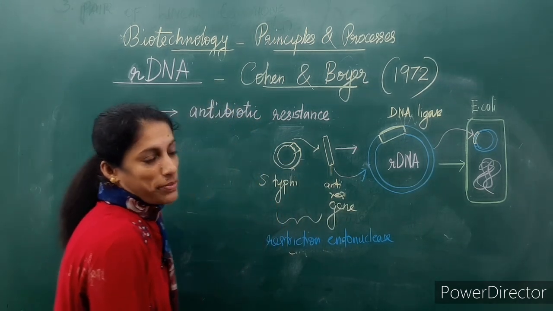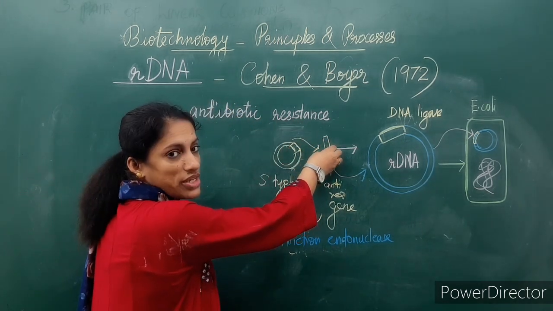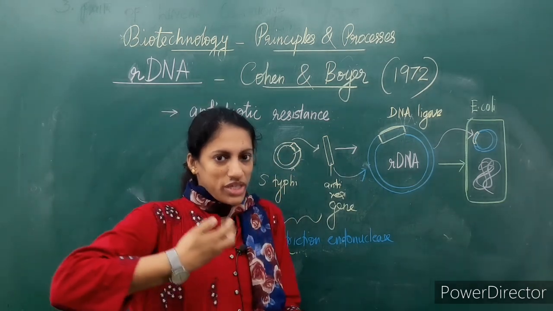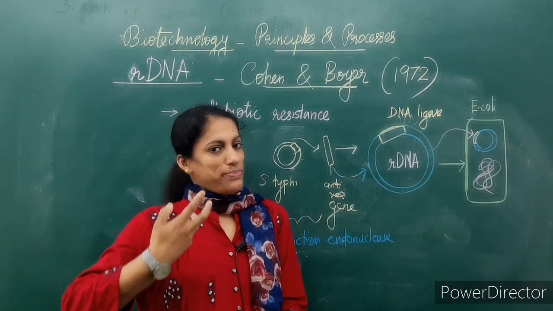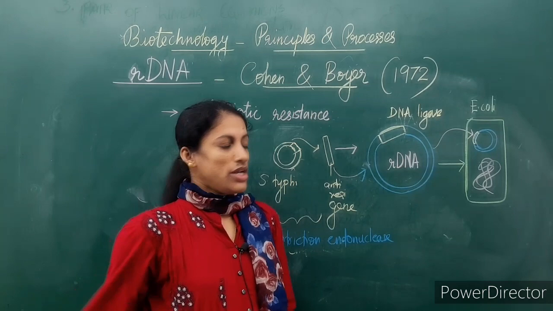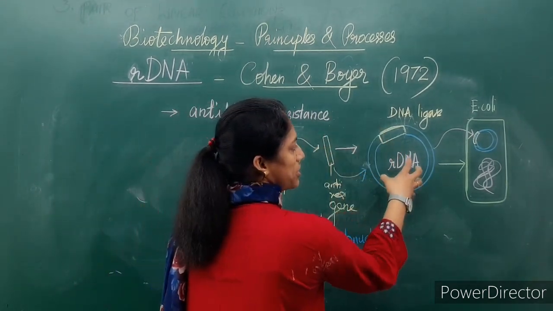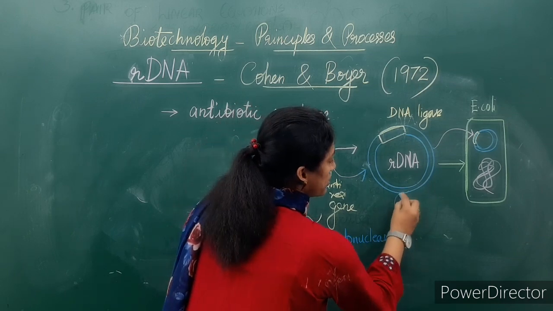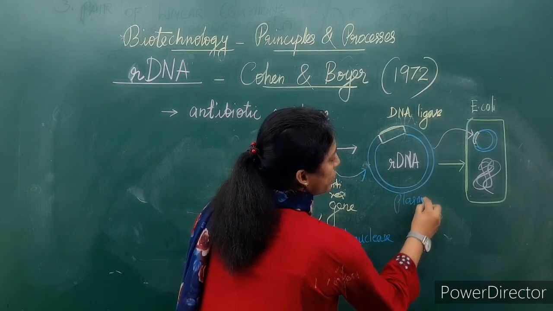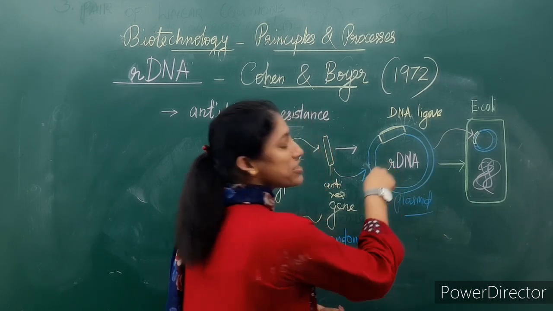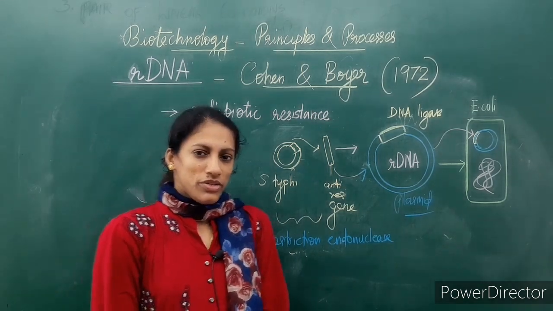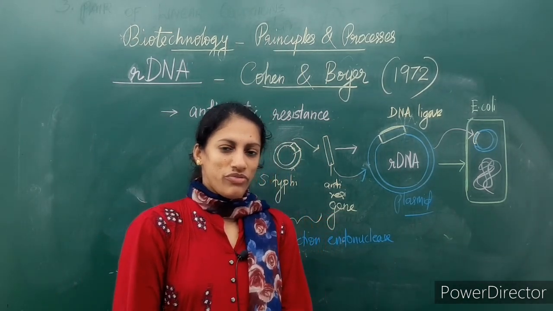Anyway, just keep in mind, this is our gene of interest, the gene which we need to multiply in the bacterial cell. So this is the gene of interest. Then what is the role of the plasmid here? The plasmid. What is the role of the plasmid here? Okay, tell me, what is the role of the plasmid?